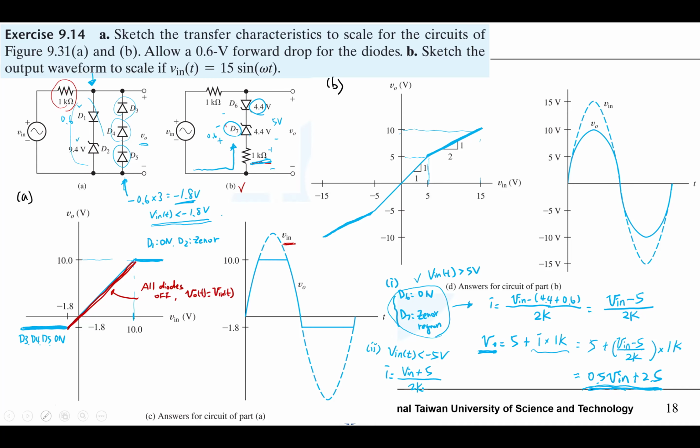And when it turns on, VO, so here, at this moment D7 is on, D6 in Zener region.